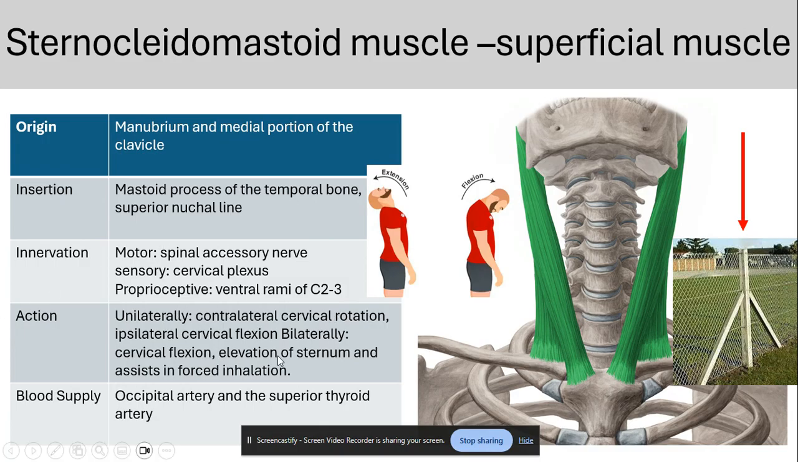Cervical flexion, elevation of the sternum, and assist in forced inhalation. Whenever you inhale forcefully, you will actually feel that it elevates your sternum, right? So it elevates your sternum, this area. Blood supply is the occipital artery and superior thyroid artery. The occipital artery and superior thyroid artery are the ones supplying blood.